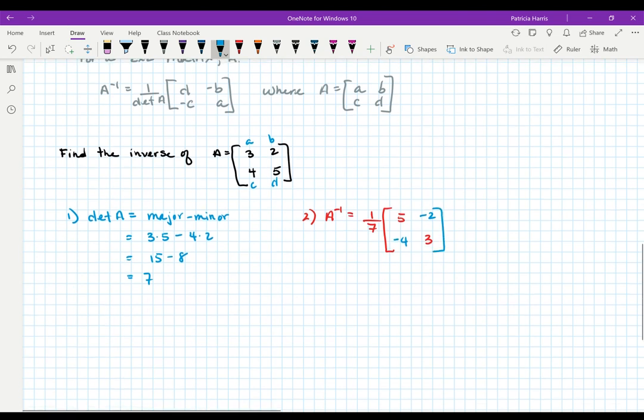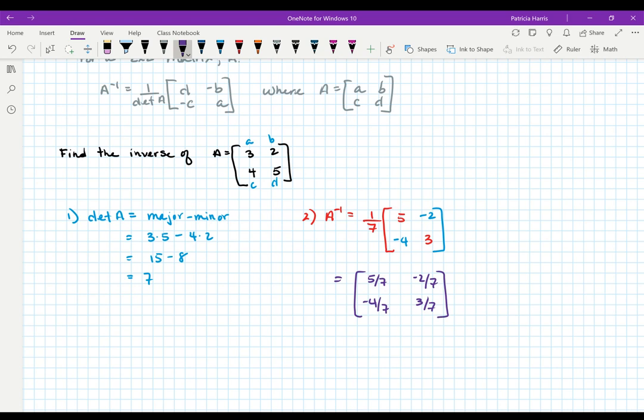Okay. To complete our process, we multiply through by our scalar. So 5/7, -4/7, -2/7, and 3/7. Okay, so that's our inverse.